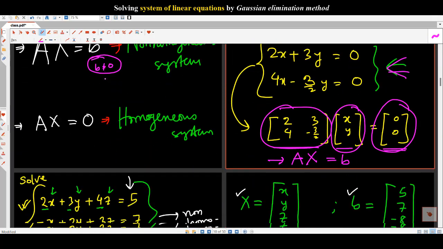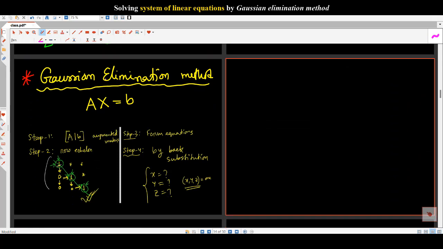So at first, suppose we have a system like this, Ax equals b. So first of all, we have to write A and B matrix together. Here we have A and we have B. We have to write A and B matrix together. That is the first step of Gaussian elimination method, that is named after Carl Friedrich Gauss, German mathematician.